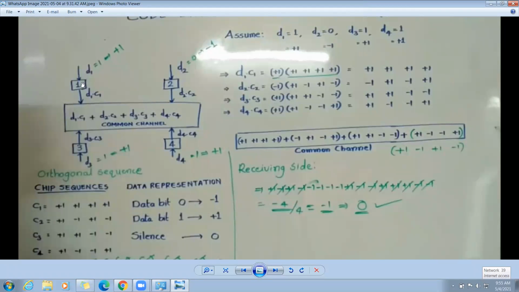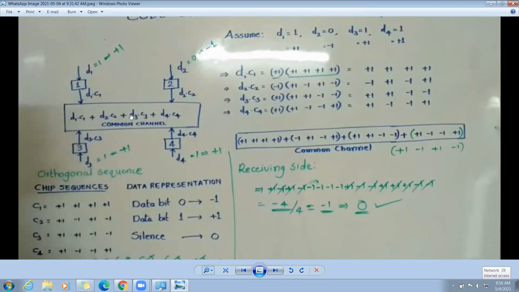See, this is the common data in the channel. Then what is C1? We know about D1, D1 is the data. The data is not sent alone. The data is sent along with the code. For each station, we have a code. For station 1, it is C1, station 2 it is C2, station 3 it is C3, and for station 4 it is C4.